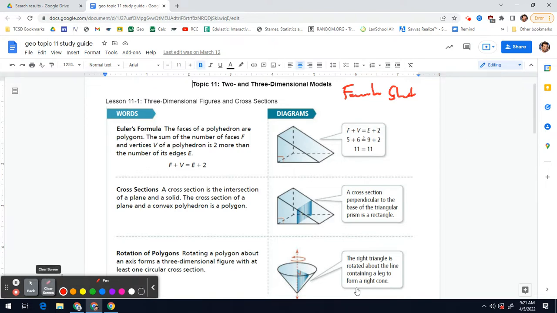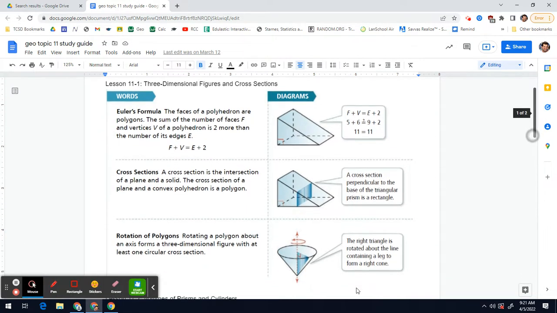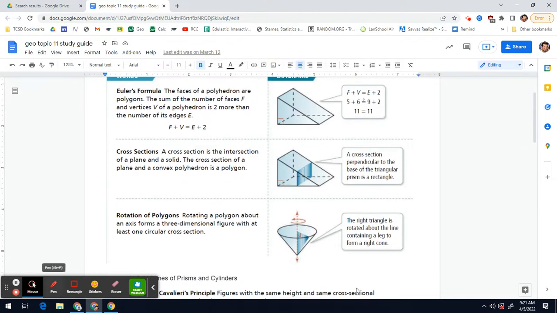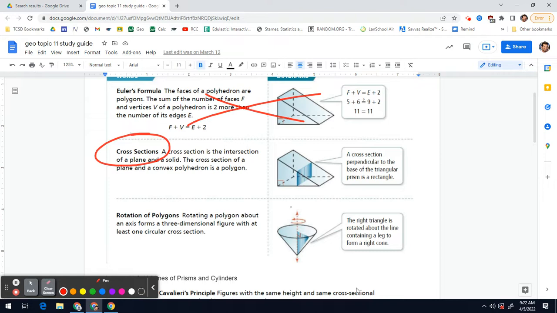Okay, so let's go over a couple things here. Let me scroll down just a smidge so we can talk. First off, Euler's formula, you don't have to know that. Not a big deal. Cross sections. This is where a 2D plane intersects a 3D solid. There are just a couple things you have to remember here.